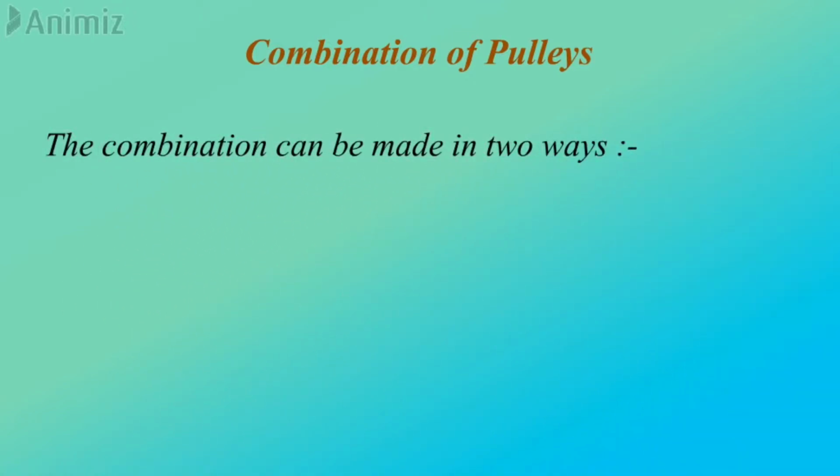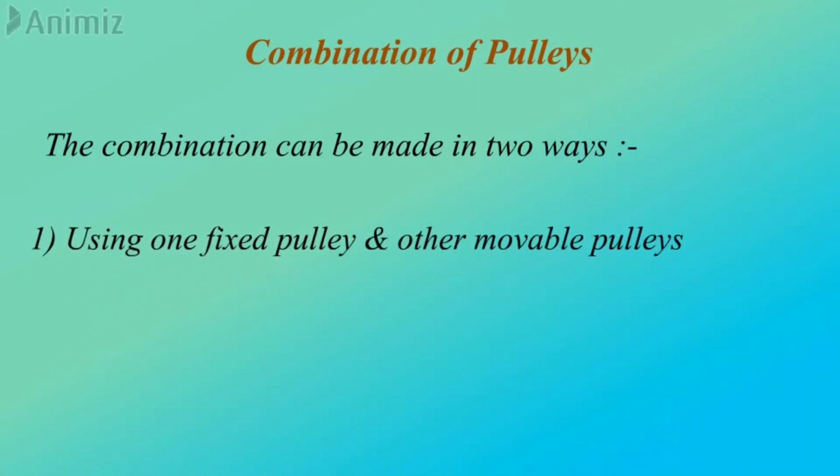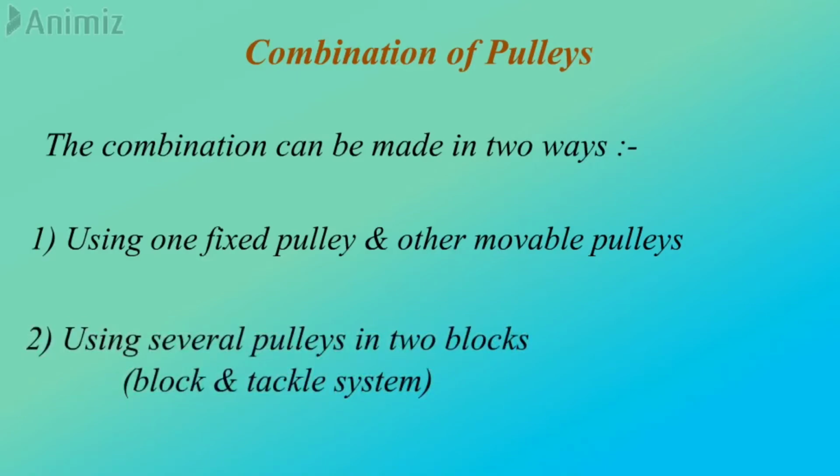We can do the combination in two ways. In the first way, you can use one fixed pulley and other movable pulleys. Or in the second case, you can use several pulleys together in two blocks, which is known as the block and tackle system. In that, we are using fixed pulleys in the block and movable pulleys in the tackle. Now, let's discuss both the combinations in detail, students.